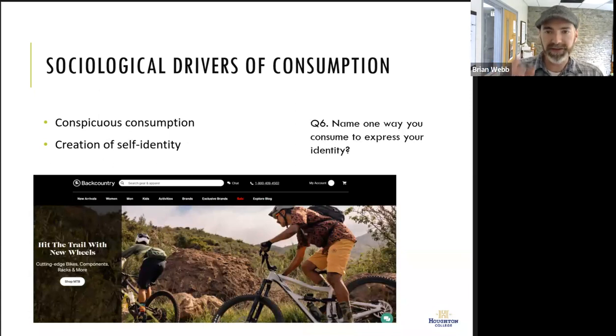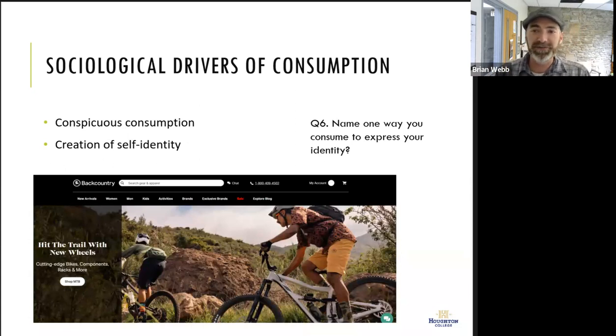So I want you to think about this. I'm hoping this question is achievable for you. I think this makes sense, and I think you can do this. But name one way you consume to express your identity. So for me, I'll just give one example. I have a lot of name brand outdoor gear jackets, for example. I have way too many jackets. Actually, maybe this is a better example for my next slide.